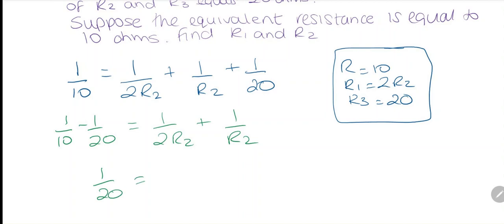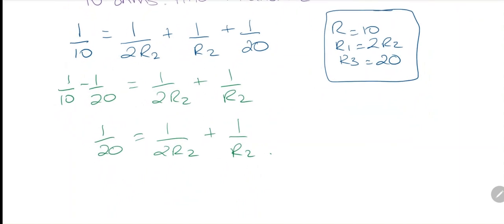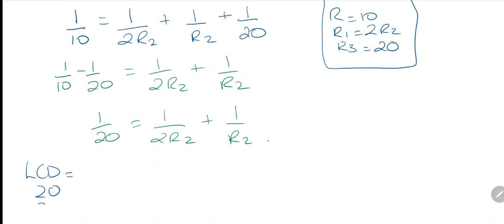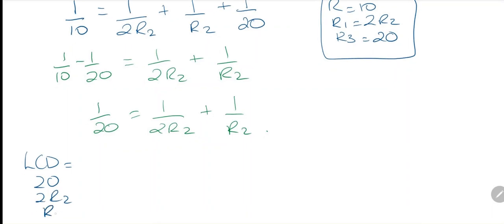And this is equal to 1 over 2R2 plus 1 over R2. So now we're going to find our lowest common denominator. So we have 20, we have 2R2, and we have R2. So our lowest common denominator is going to be 20R2, and we're going to multiply everything through by 20R2.